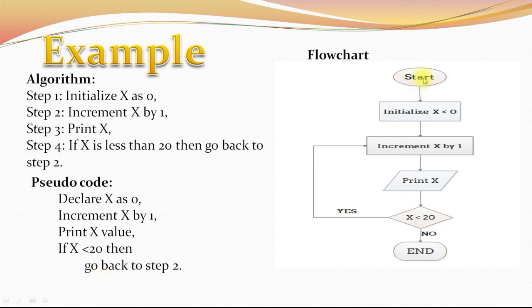In terms of flowchart, start is an oval shape, initialize x to 0, increment x by 1, print the value of x. If x is less than 20, it will continue the program. If x reaches the value 20, that is x equals 20 or greater than 20, then the condition fails and the program automatically ends. So that is all about flowchart, algorithm, pseudocode. There are different types of algorithms. We will discuss them if time permits in upcoming sessions.